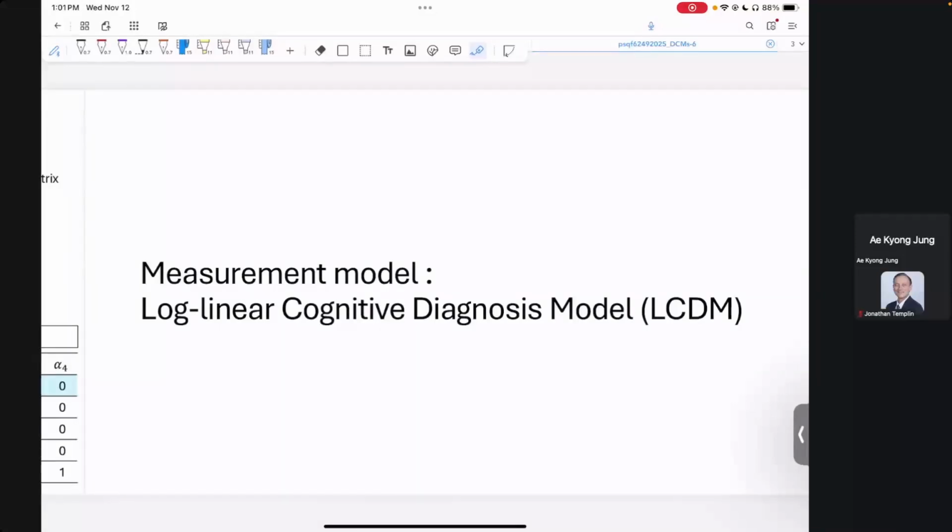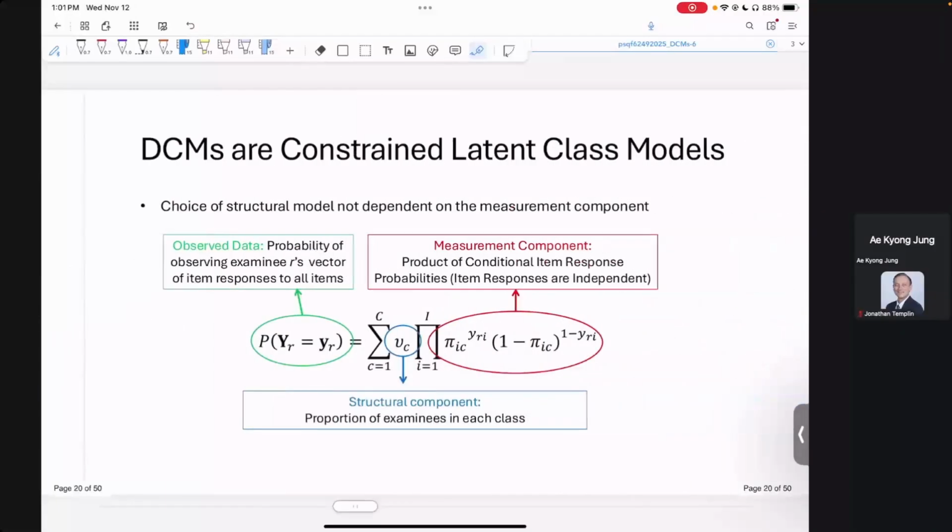Now we will start the measurement model part. The DCM is composed of 2 different parts: the measurement component and the structure component. And we will talk about the measurement part here. DCM is a constrained latent class model. In the latent class model, they don't fix the number of classes. But as we talked about before, if we have A attributes, we have 2 to the A profiles. So that number is fixed. So we already specified the number of classes. That's why we say it's a constrained latent class model.